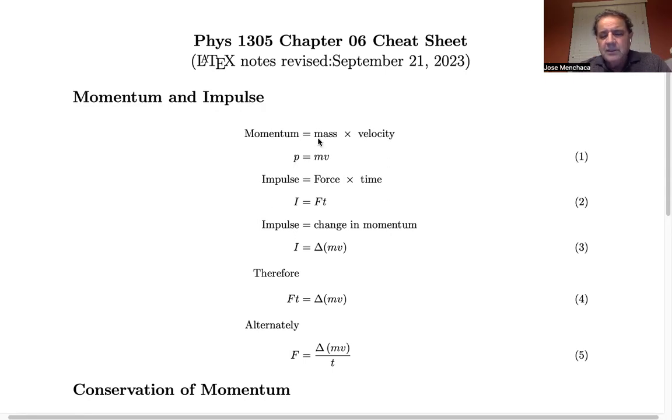That's how we define it. So if I ask you to find the momentum of a football player running so many meters per second, you just multiply his mass by his meters per second, and you get his momentum.